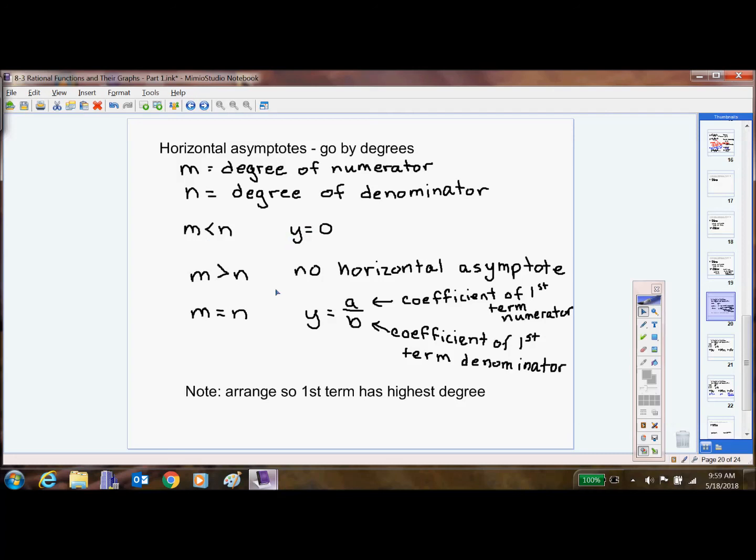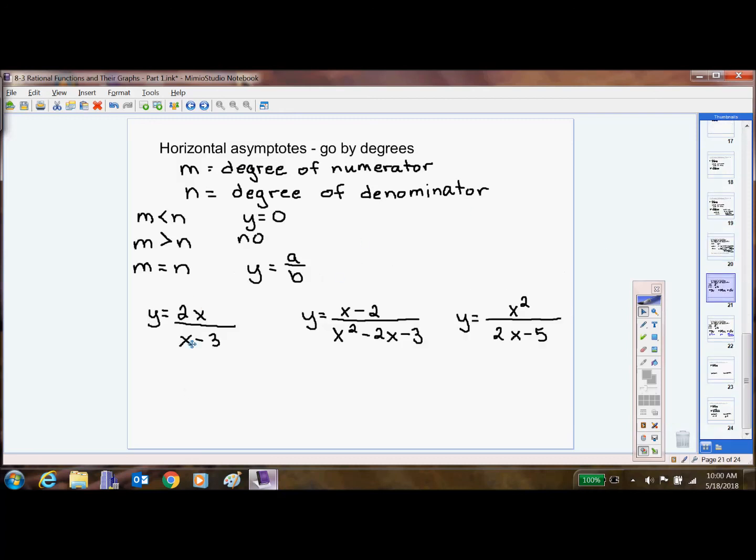If the degree of the numerator is bigger than the degree of the denominator, then there's no horizontal asymptote. And if the degree of the numerator and denominator are equal, then you go by the coefficients of the first terms and divide them out. Much easier to see than it is to explain. So we'll keep these rules here. Move them right here. So in this one, degree here is 1, degree here is 1. They're equal to each other. So our horizontal asymptote is 2 over 1, which gives you a 2.